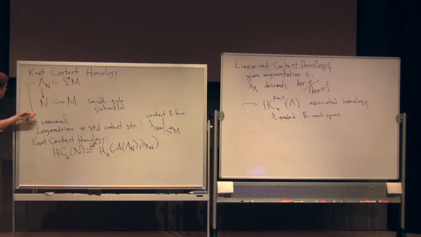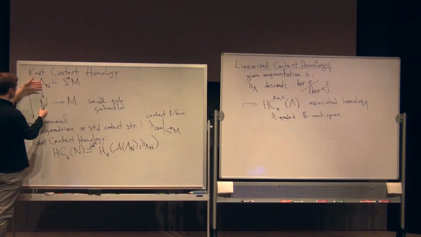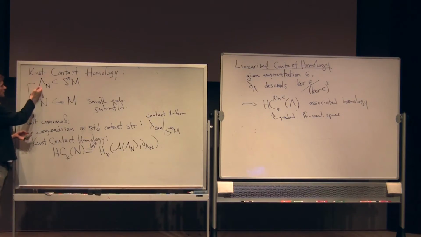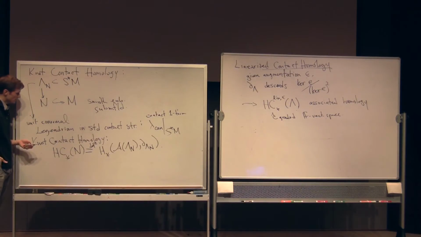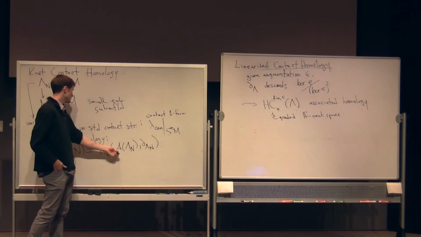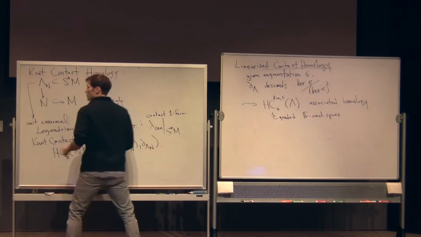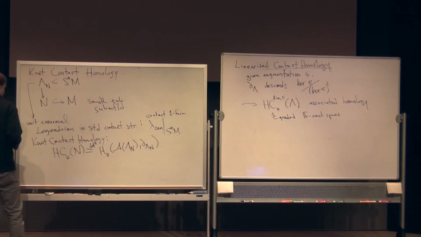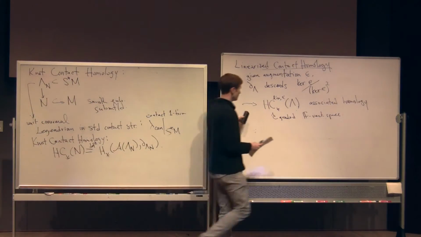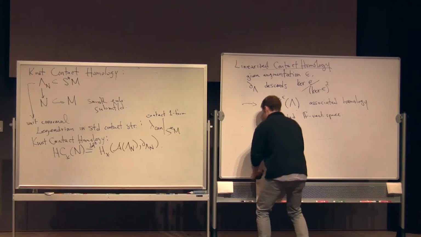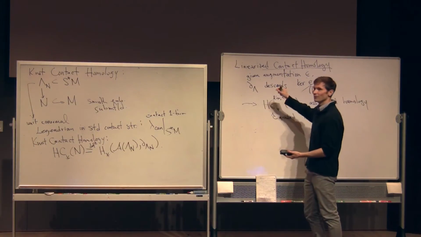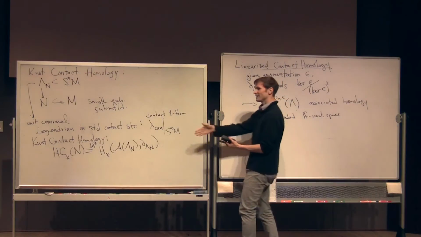So, if you think about any smooth isotopy of this embedding, then that is going to lift to a Legendrian isotopy of lambda n. And since this is an invariant of Legendrians, this is an invariant up to ambient isotopy. Great. And it seems to be a very powerful invariant, at least in the setting where we can actually study it currently.